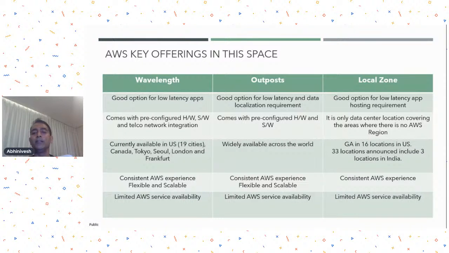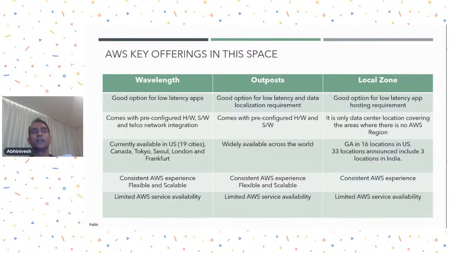Local zones are already GA in 16 cities in the US, and there are 33 locations around the world where it's announced it will come soon, and that also includes three locations in India. I think Chennai, Bangalore, Kolkata, something like that. So let's say instead of connecting my application to US East 1 in North Virginia, I'm hosting my application in Atlanta itself, which is a local zone, so that I can serve the Georgia users very well. That is local zone, but it does not have any relation with telco network.